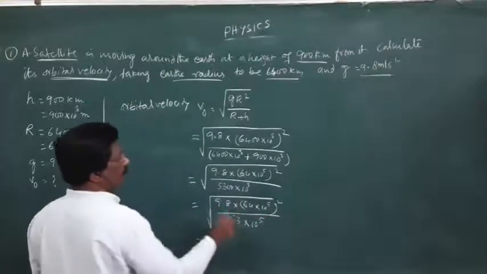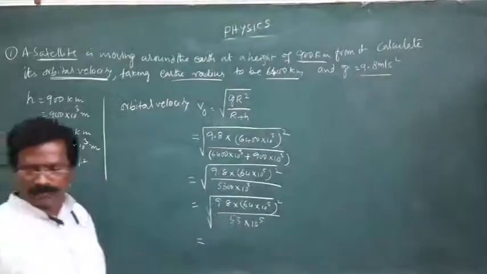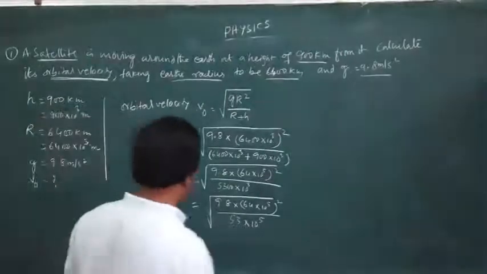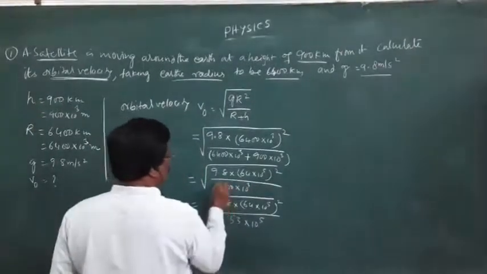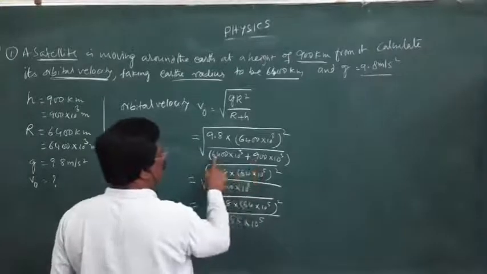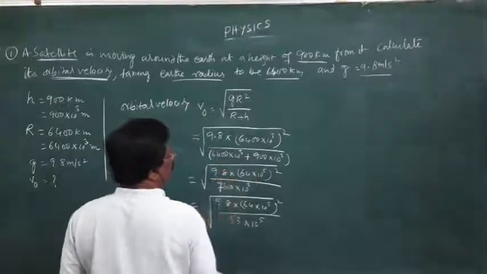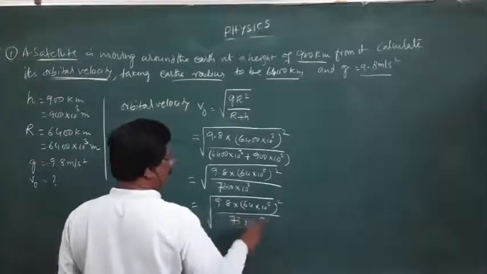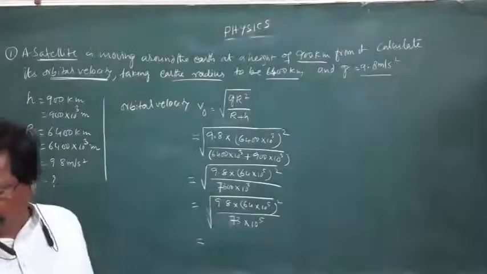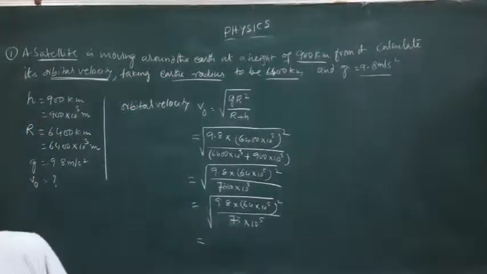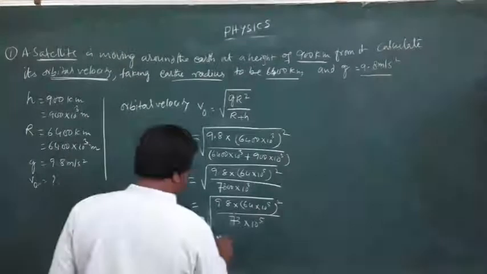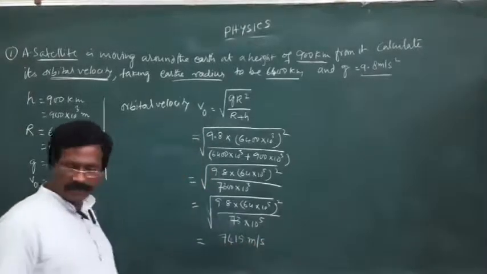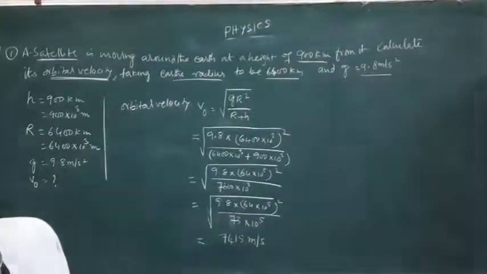Now you can simplify this. Sorry, here it is 7,300, since 6,400 and 900 make 7,300. This is 73 into 10 raised to 5. And the answer is 7415 meter per second. 7415 meter per second.